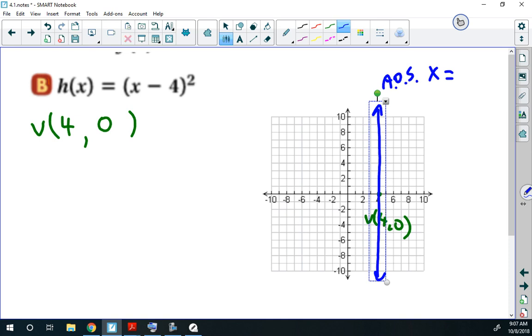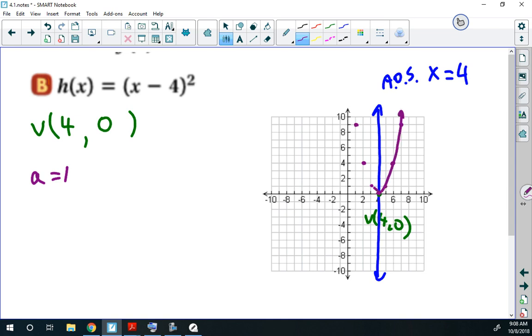X equals 4. Okay. What's my A value? My A value is 1. So once I got this vertex established, it's just going to be like the parent function. From there, I go over 1 up 1, over 2 up 4, and over 3 and up 9. Just like that, and just like that.